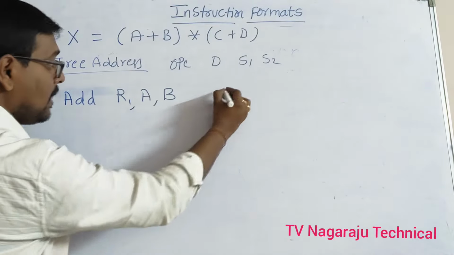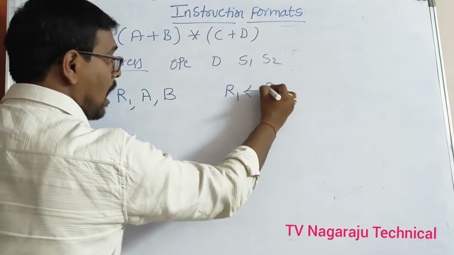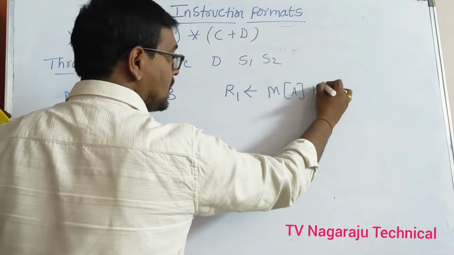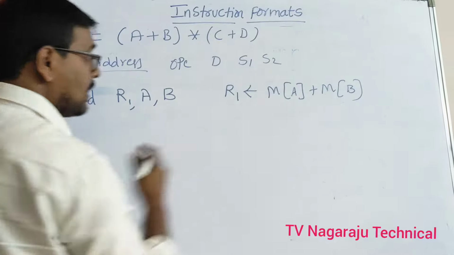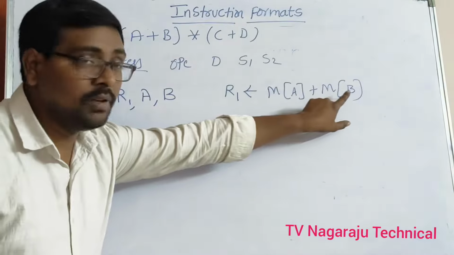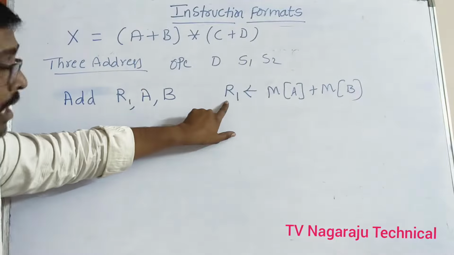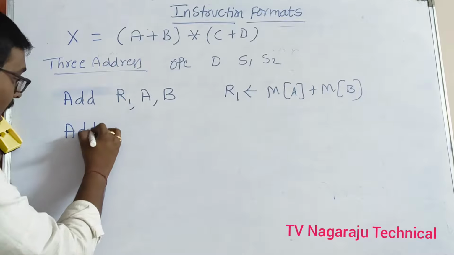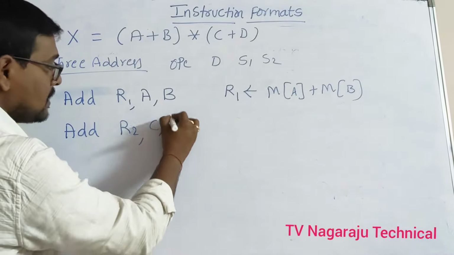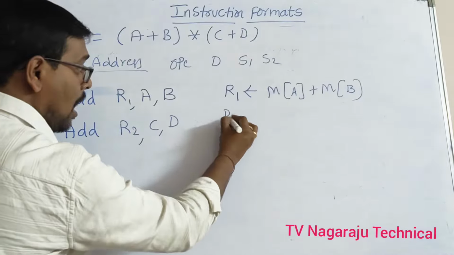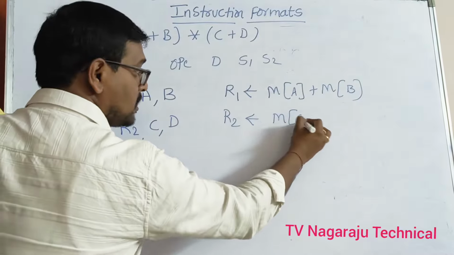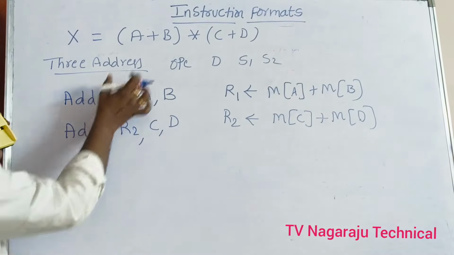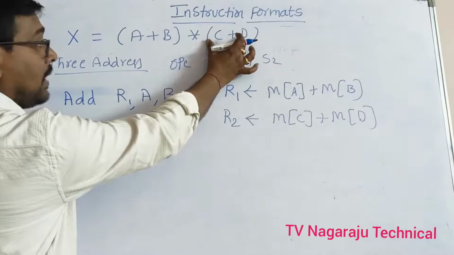Internally, what is the meaning here? R1 ← M[A] + M[B]. Think you got it? The word at A is added with the word at B and the result is copied into R1. Now this is completed. Similarly, ADD R2, C, D. What happened? R2 stores M[C] plus M[D]. Now R1 contains this result, R2 contains this result.